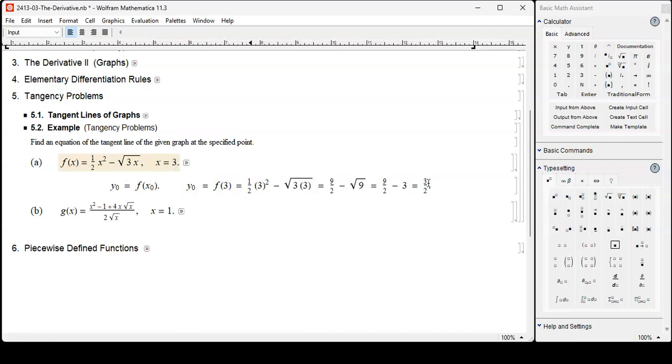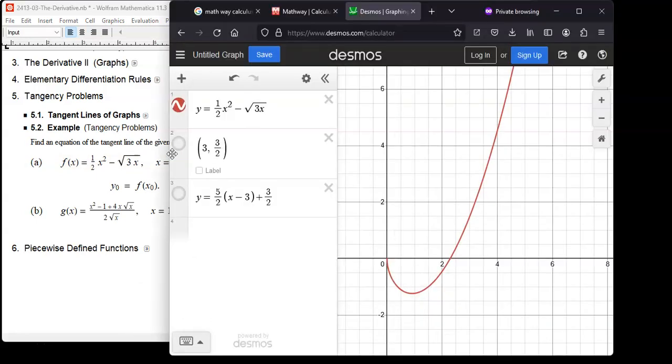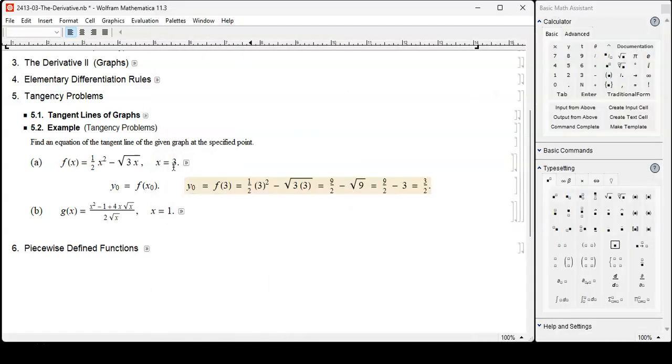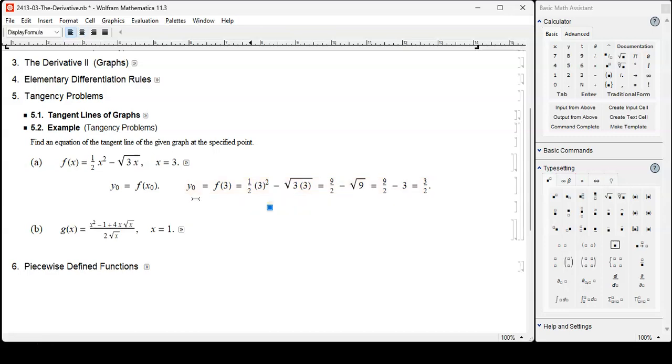So we have the point (3, 3/2). Let's go back to the picture. (3, 3/2) right here. See this? 3, 1.5. We found it. Just plug in and do your computation. You can use a calculator.